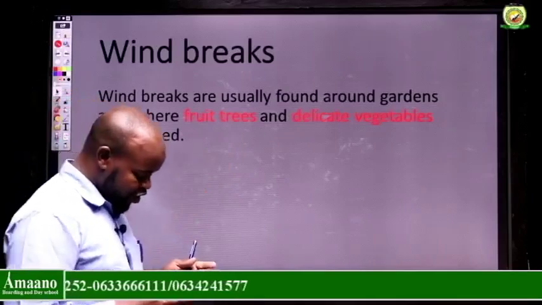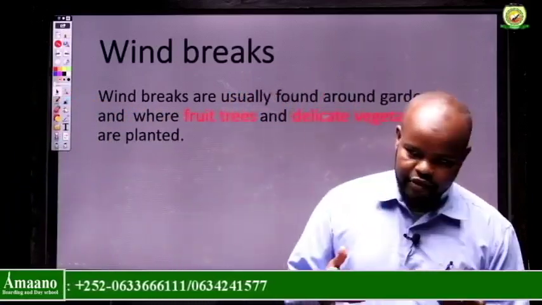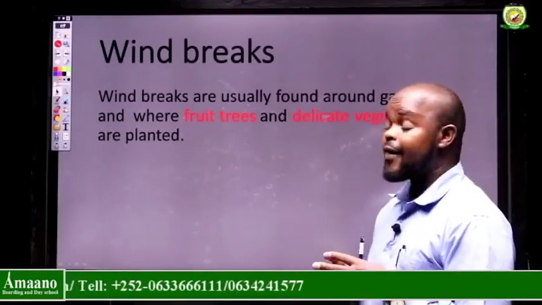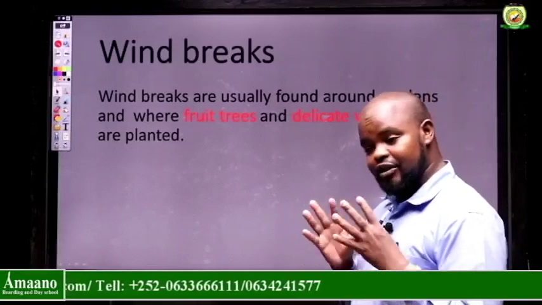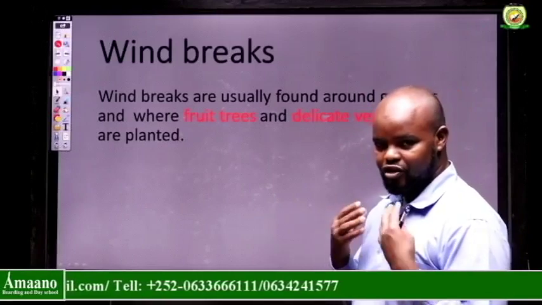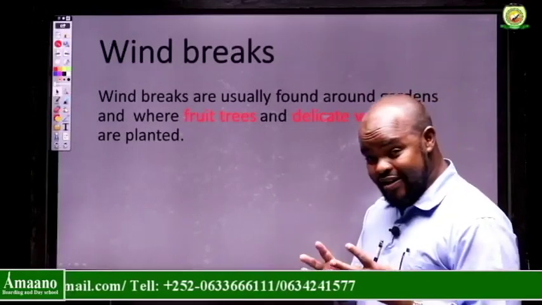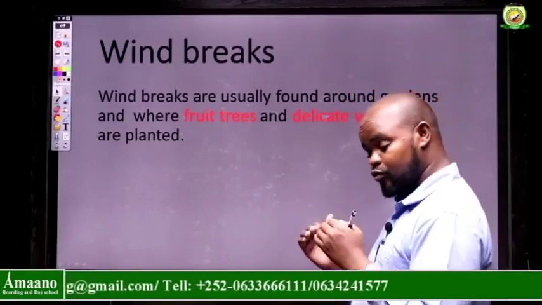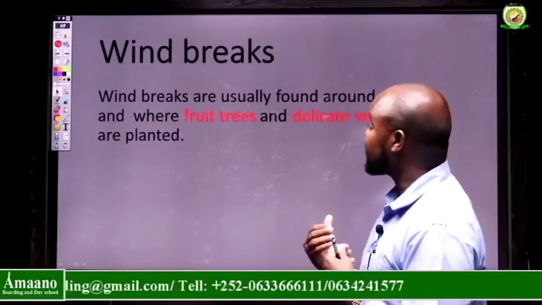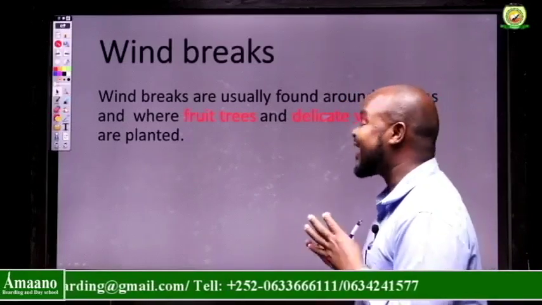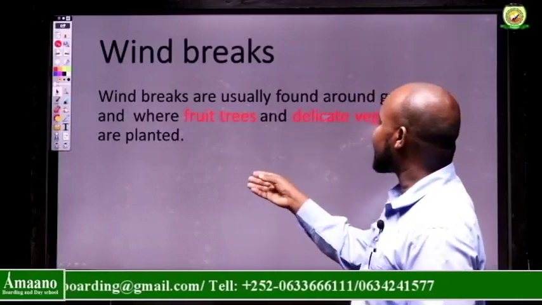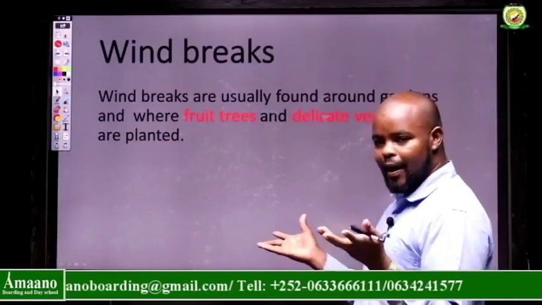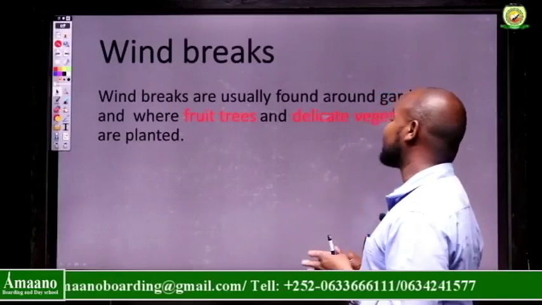So we're talking about afforestation, which is planting trees in a place which was devoid of plants, which did not have plants in the first place. The methods include windbreaks. So what are windbreaks? We will see some pictures of them, but this is what they do. They are usually found around small gardens where fruit trees like guava, lemon, orange, apple and pineapple are grown and delicate vegetables are planted.